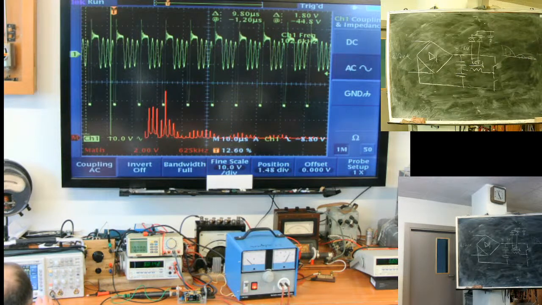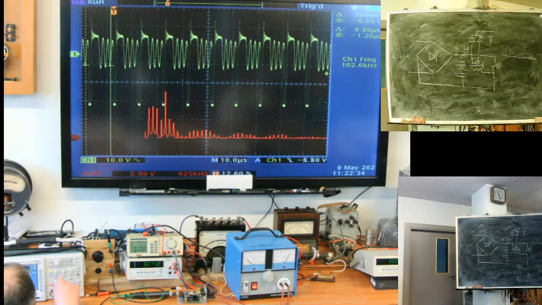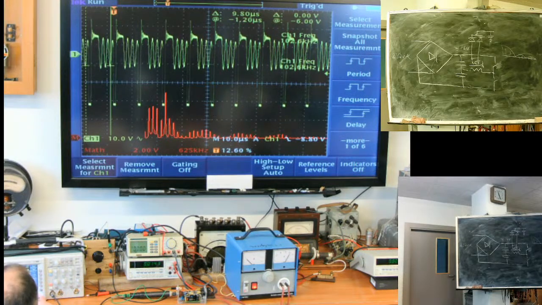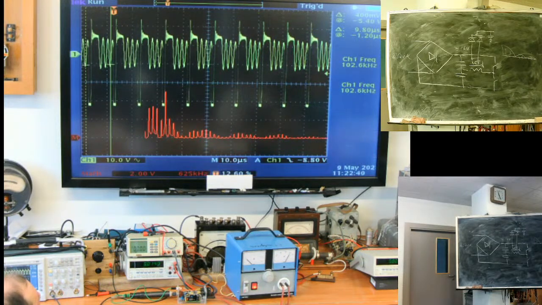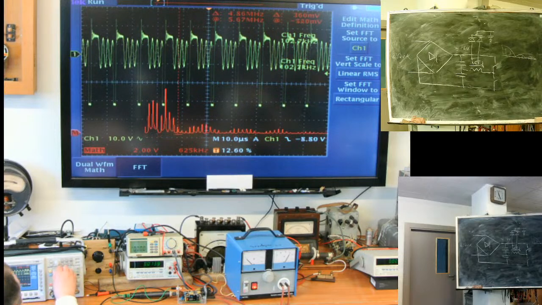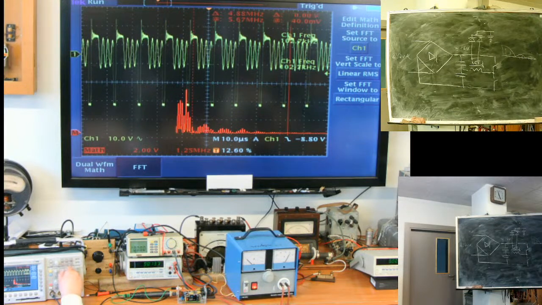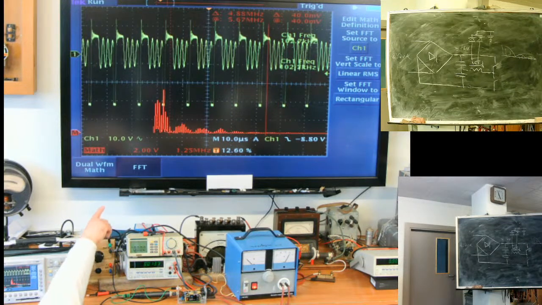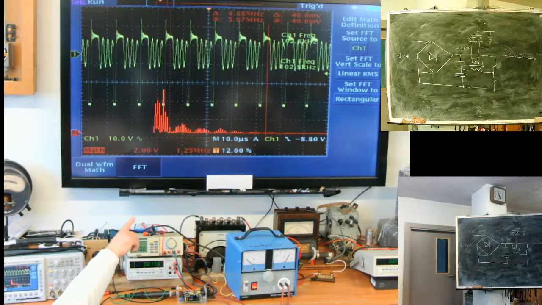Here is my spectrum. Okay. Maybe I can measure frequency. Yeah, I can measure frequency. As you can see, it should be 102 kilohertz. It's a conversion frequency. Now let's take a look at the spectrum. Yeah, see the sine x divided by x like spectrum.